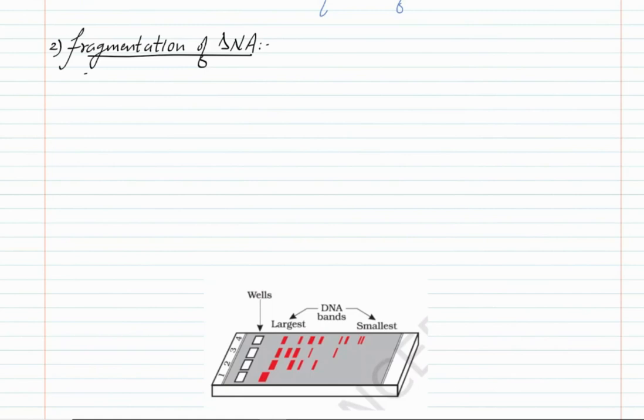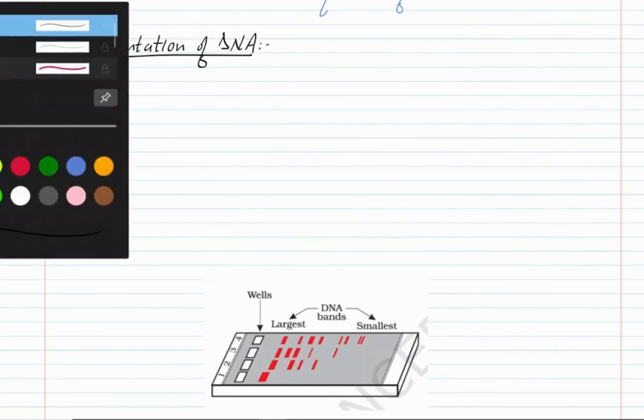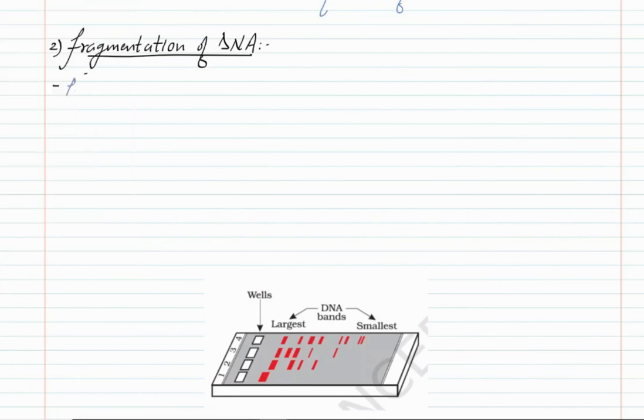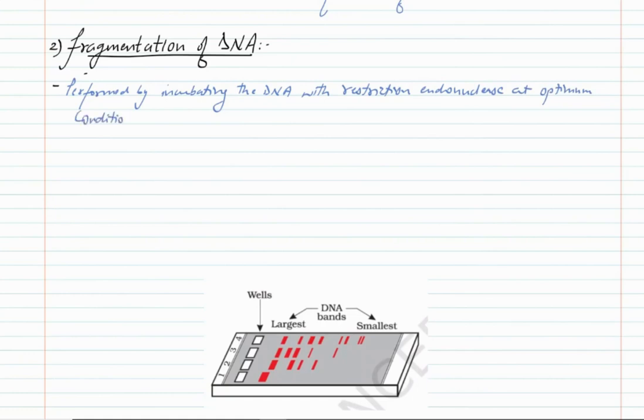Now, fragmentation of DNA, or DNA cutting, is performed by incubating the DNA with restriction endonucleases at optimum conditions for a particular enzyme.